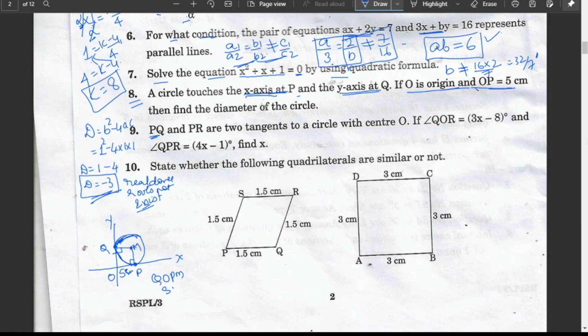QOPM to be a square. It will be a square. So then all sides will be equal. Even PM will be 5, QM will be 5. So if PM and QM are 5, that means radius is 5 centimeter. What would be diameter? 2R. That means 2 into 5, that is 10 centimeter.